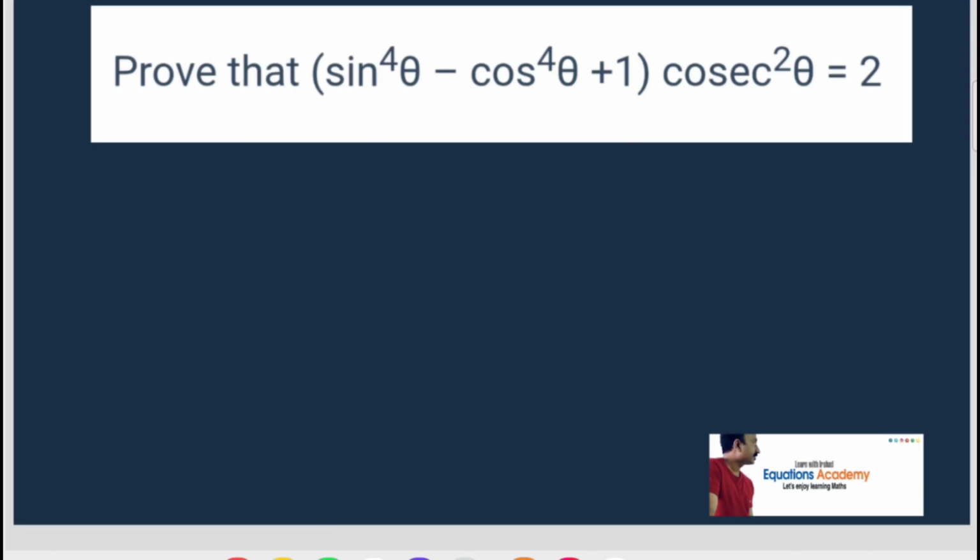Prove that (sin⁴θ − cos⁴θ + 1) cosec²θ is equal to 2.